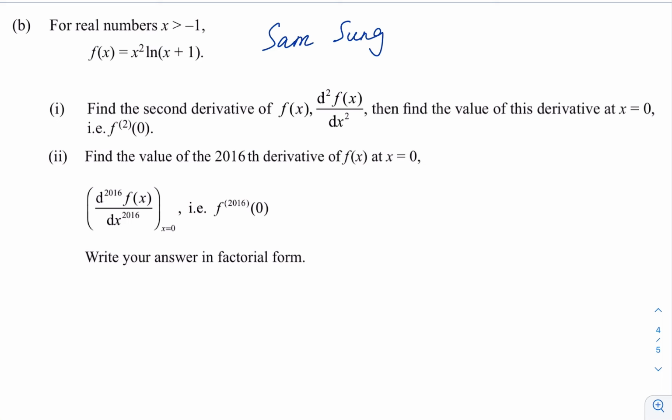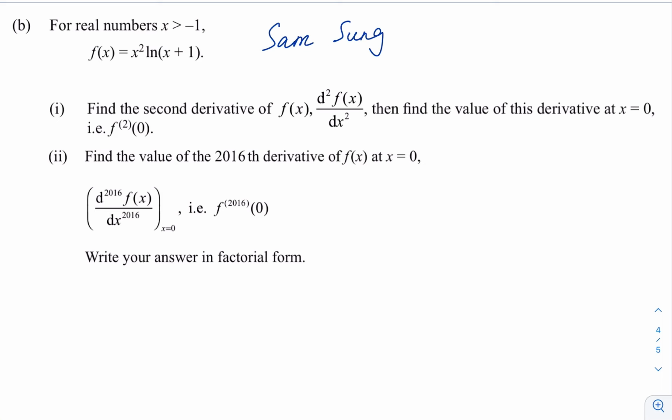Now, for real numbers x bigger than minus 1, f(x) = x squared ln(x plus 1). Find the second derivative of f(x). Then find the value of this derivative at x equals 0. Then find the value of the 2016th derivative of f(x) at x equals 0. Write your answer in factorial form.